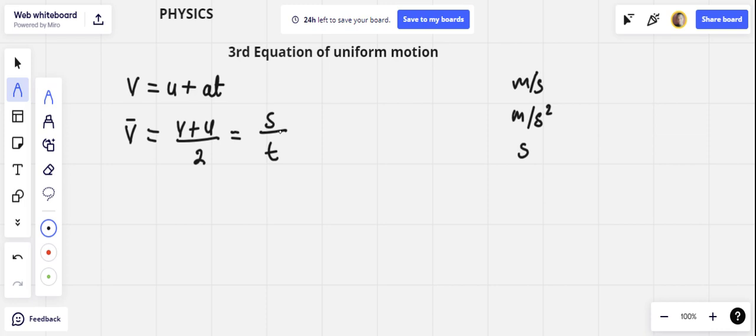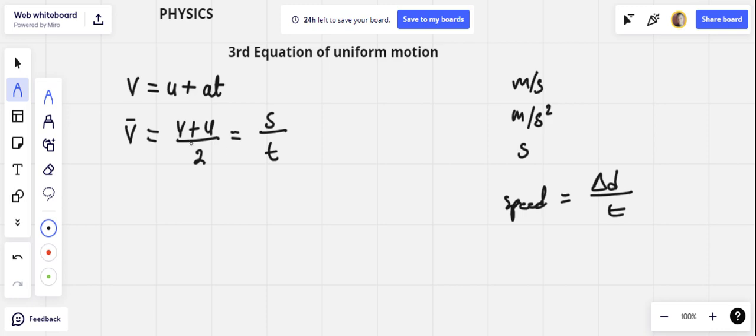The definition of velocity is what? The rate of change of displacement, while speed is defined as what? The rate of change of distance.